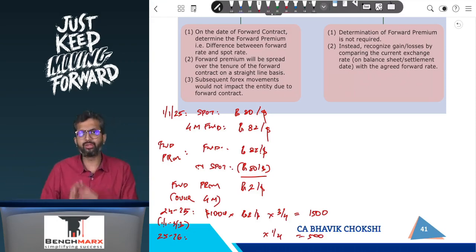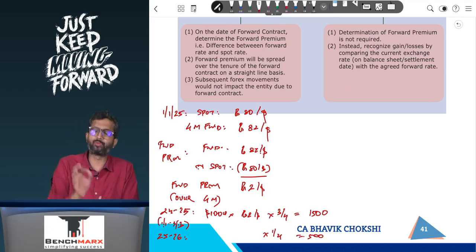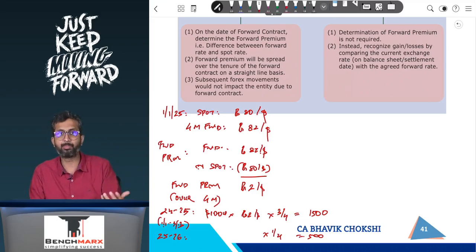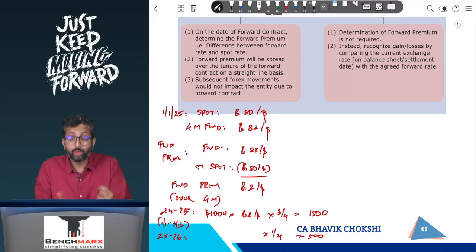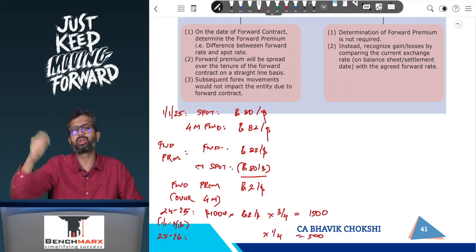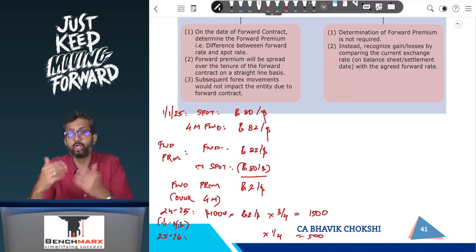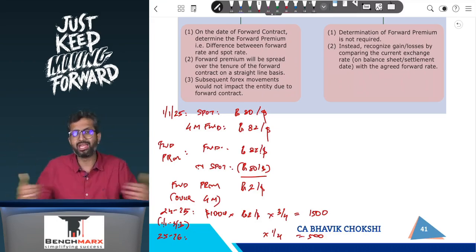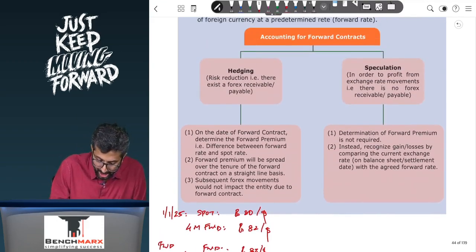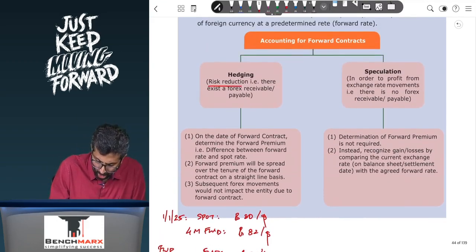So in case of a forward contract which is taken for hedging, how will I know it is for hedging? There will be an underlying, for example, payable, maybe creditor, loan, whatever it is, for which you are taking protection. So there is an underlying at 80 rupees for which you are committing today to pay 82, and hence you are agreeing to pay 2 rupees more, and hence you will spread that over the 4-month period.